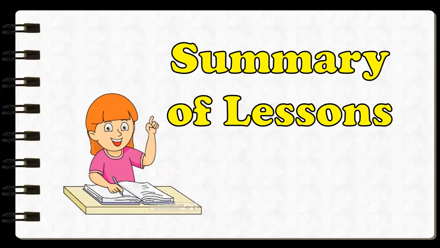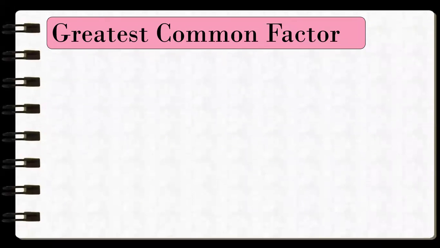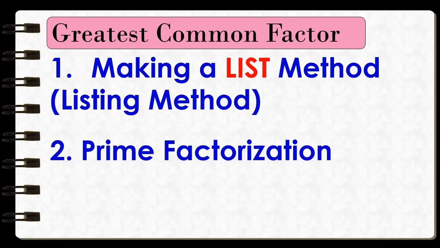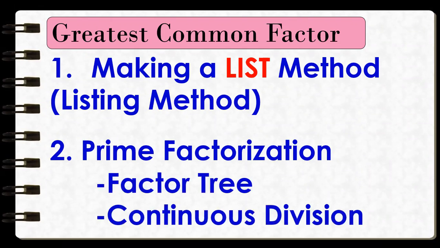To summarize our lesson today, these are the ways of getting the greatest common factor of numbers. The first one is the making a list method, or the listing method. And the second one is the prime factorization through the use of the factor tree and continuous division.